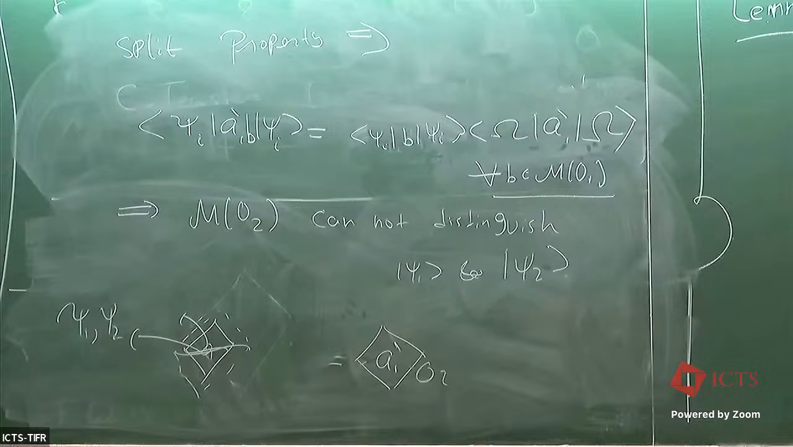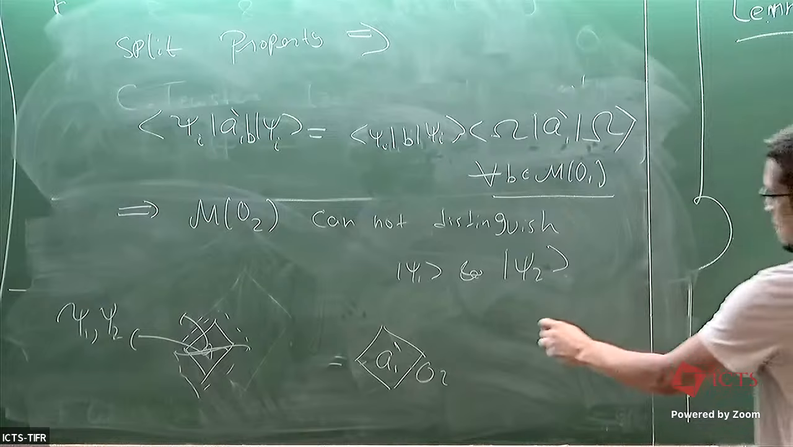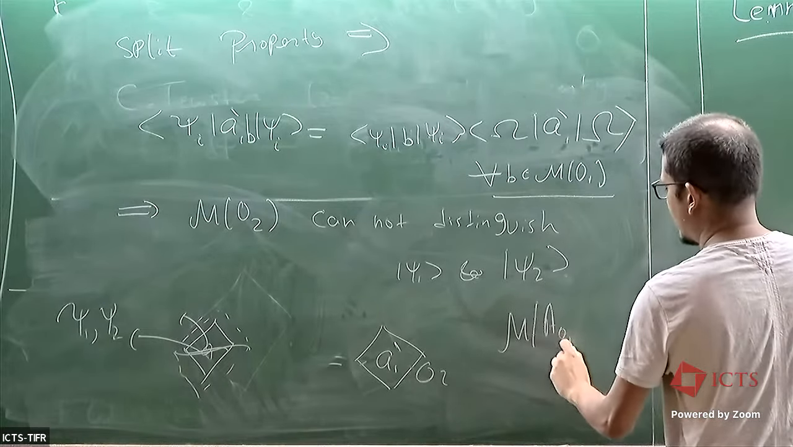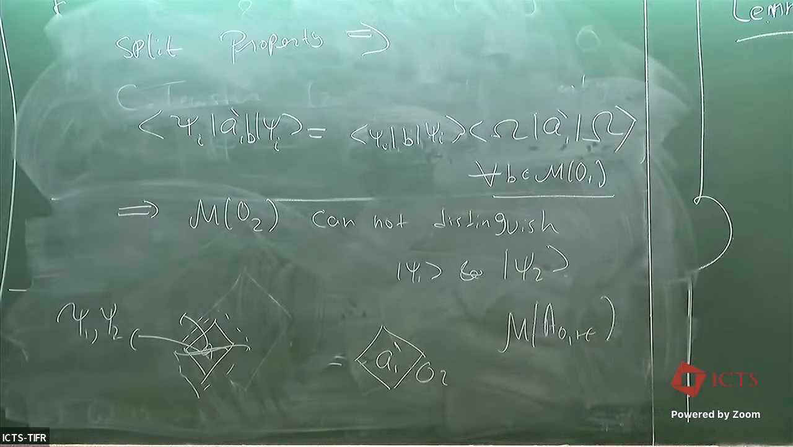Sorry, all we are saying is we look at the algebra of three regions, right? O1 plus epsilon, and the complement of O1 plus epsilon. Yes. And then we write down the same statement that you had. But the algebra M of O1 plus epsilon is type 3. It's type 3, correct.